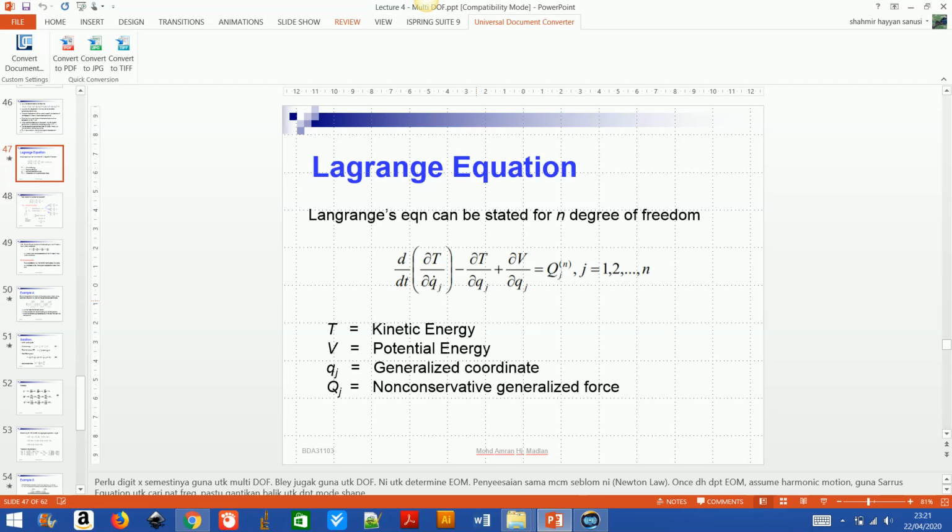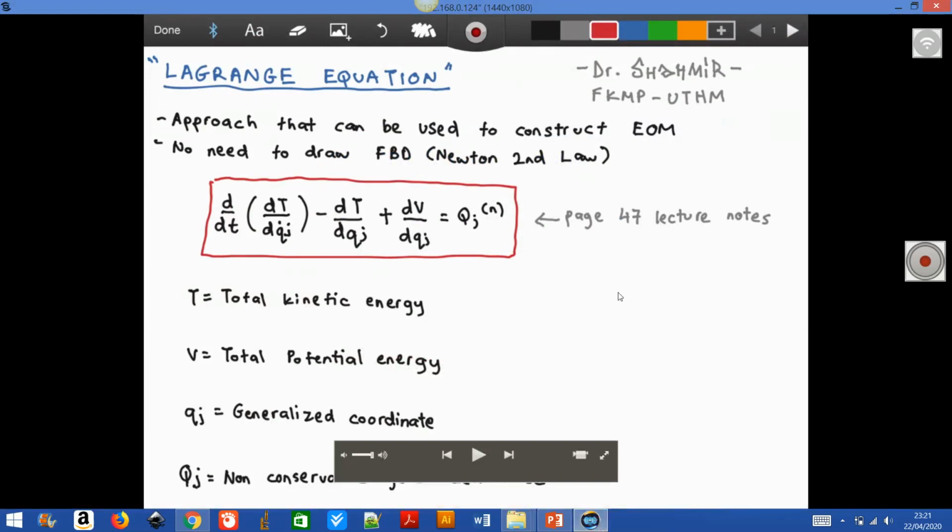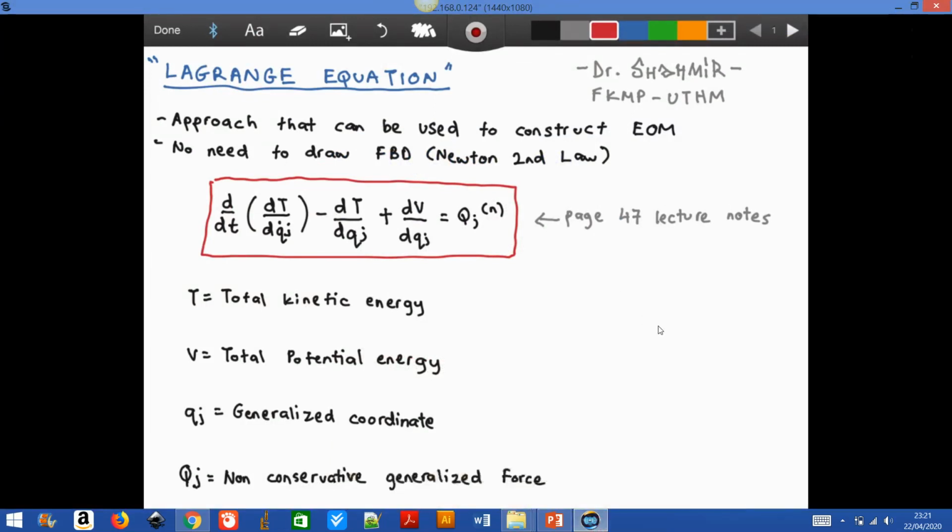For today's session, we're going to look at a Lagrange equation. You can find more info in your lecture notes on page 47. So what is Lagrange equation? Alright, Lagrange equation is an approach that can be used to construct equation of motion.